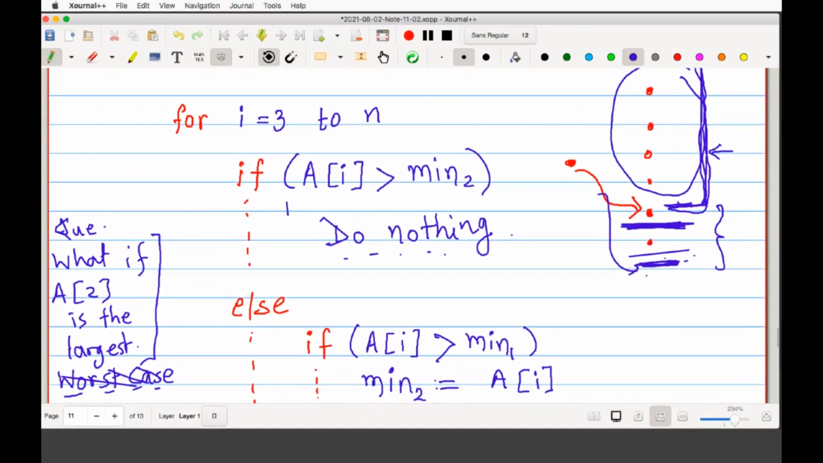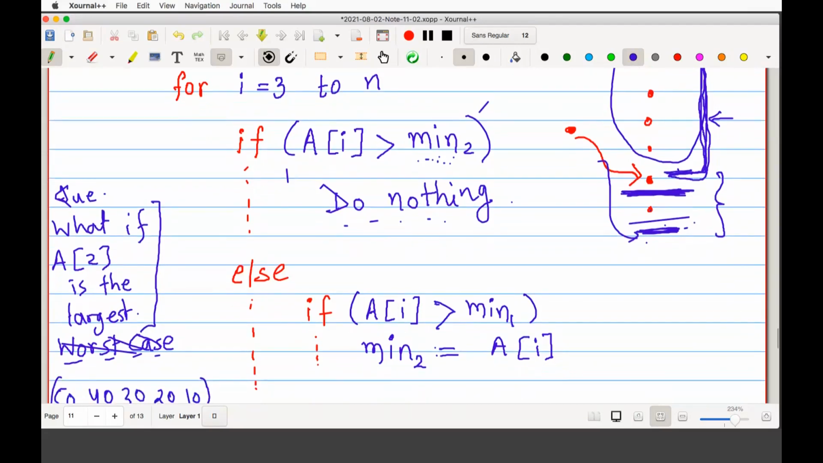See, we are comparing Ai with the current second minimum, right? So if A2 is the largest, it doesn't matter. Ai will be compared with the current second minimum, which will keep getting updated. Yeah, got it. But in that case also it will enter the second condition, right? So there will be two comparisons. Well, it depends on your current second minimum, right? If your current second minimum somehow gets updated to a very small value, then you are in good shape.